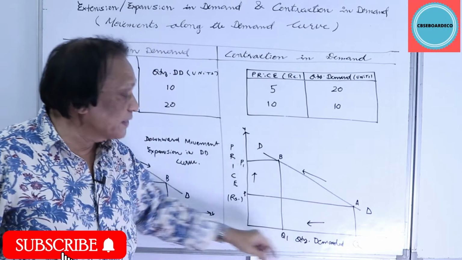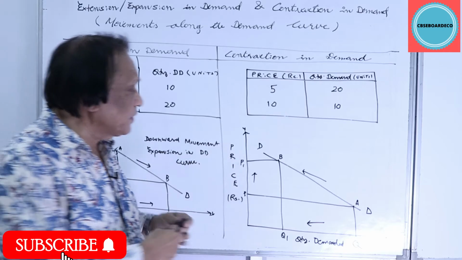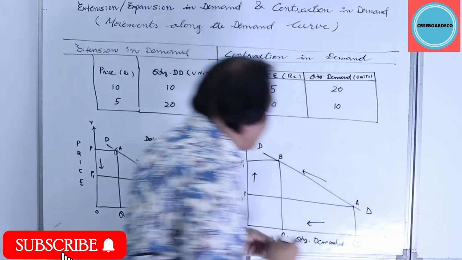Look at the graph here. On the x-axis, quantity demanded. On the y-axis, we got the price.